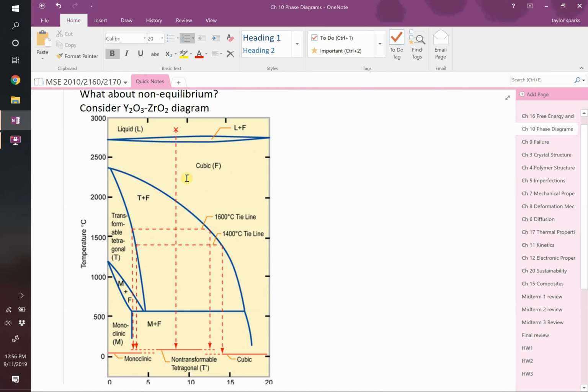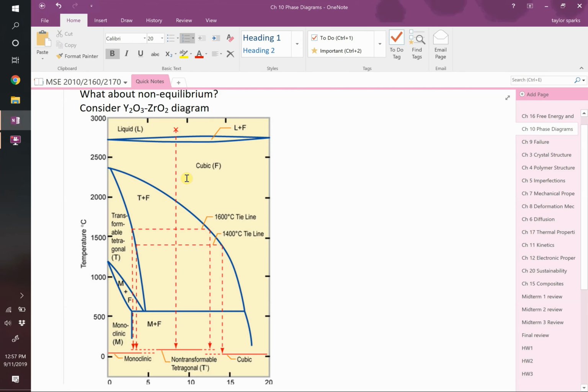Here's a great example. This is the phase diagram for Y2O3. That's yttrium oxide, or we call it yttria. Any metal oxide, if you just get rid of the yttrium, like with the M at the end, if you just say yttria, it means yttrium oxide. Like alumina is aluminum oxide, right? So we would say this is the diagram between yttria and zirconia, right? Or Y2O3 and ZrO2.